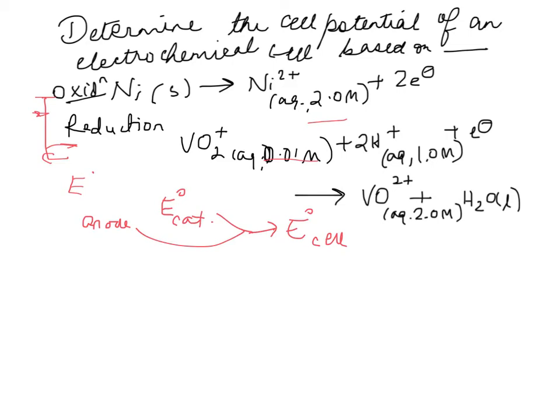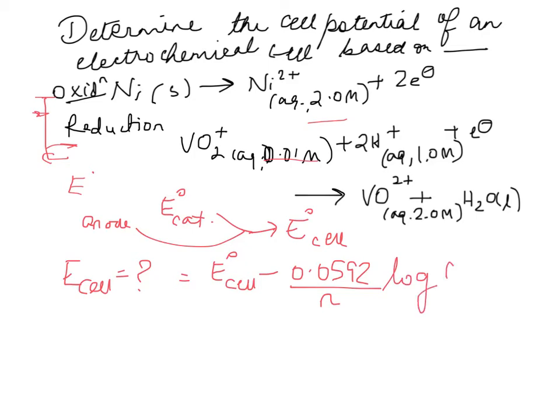And of course, in the Nernst equation, we know that E cell, which is what we want to determine, is E naught cell minus 0.0592 divided by n, the number of electrons changed, times log of Q. So if we can determine the value of Q, we should be in business. So let's first get the numbers from the table and go from there.